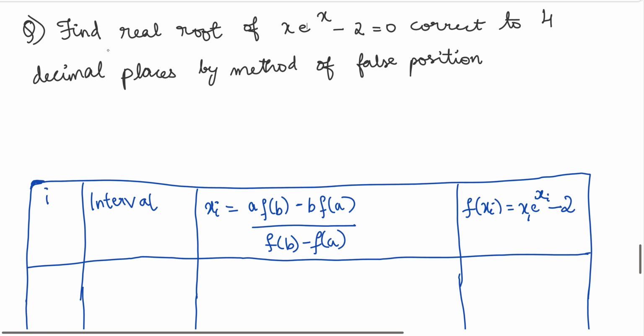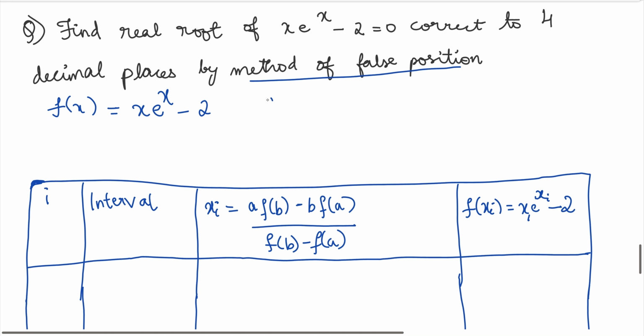The question here is: find the real root of x e power x minus 2 is equal to 0, correct to 4 decimal places by the method of false position. So what is our f of x? f of x is equal to x e power x minus 2. Here in the question we are given the method of false position. The method of false position and Regula Falsi method are the same, so let's not get confused here. Both are the same.